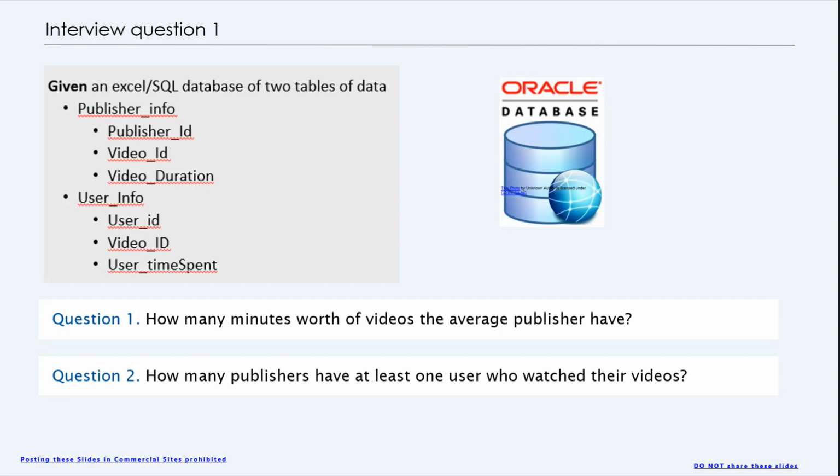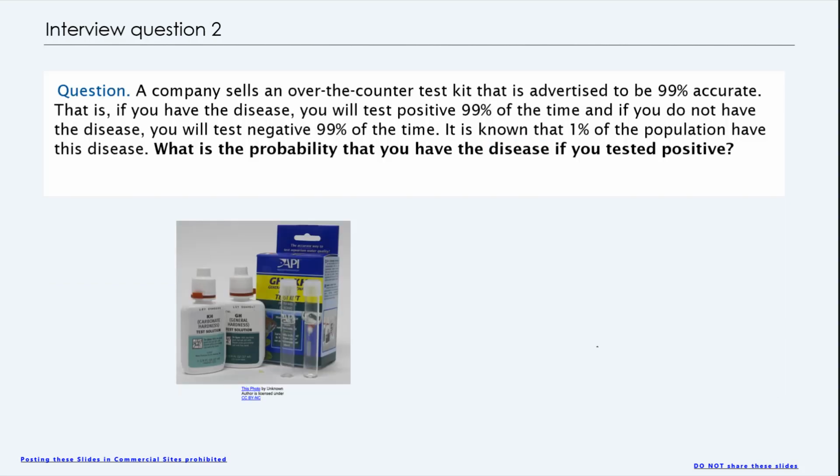Now, if you ask how many minutes' worth of videos the average publisher has, you can take that information from this table alone. We can look at the total video lengths, because we have the video durations and the publishers, and you can figure that out. Question two would be, how many publishers have at least one user who watched their videos? In this case, you have to combine these two data sets using a common video ID to figure out the answer. We will not answer that question, but that's the kind of question you might run into.